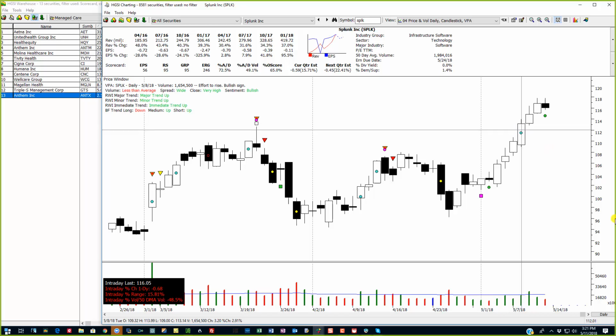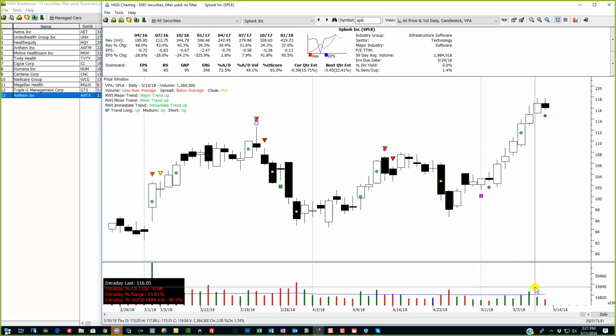I don't see low volume. You compare the volume to the volume around here. Remember what I said earlier? Stocks can go up on low volume if nobody's selling. Just because the volume's low doesn't mean you get out of a stock, okay?